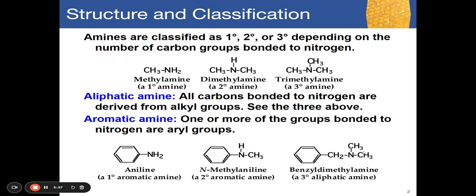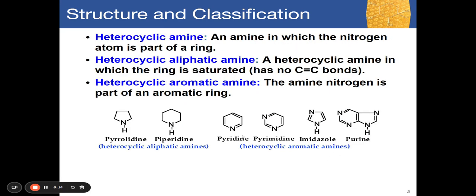No? There are three carbon groups bonded to your nitrogen. And the carbon right here on your benzene ring is not directly connected to your nitrogen. So that's why it's an aliphatic, not aromatic amine. And it is tertiary because there are three carbons attached to your nitrogen. Now, we move on to other classifications and structures of your amines.